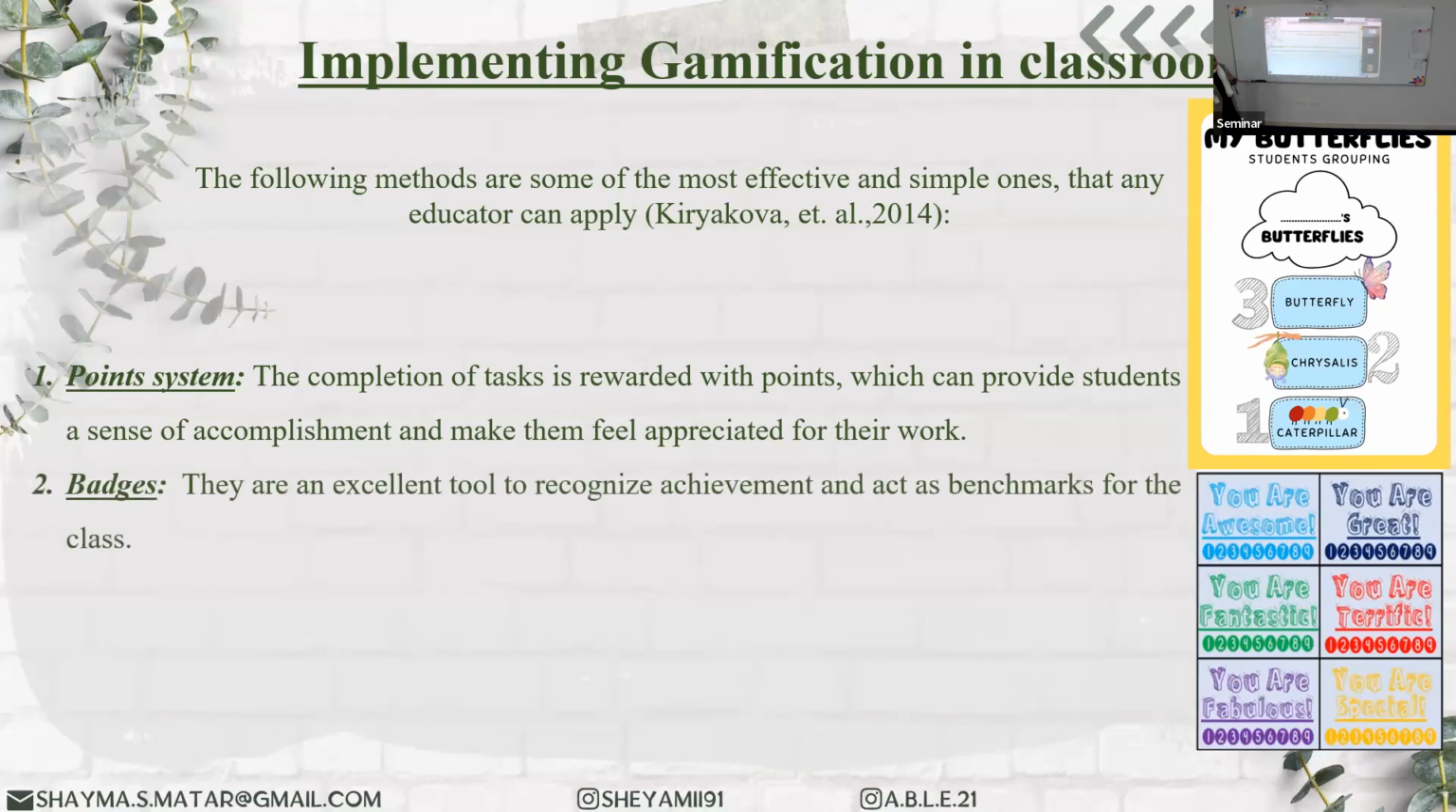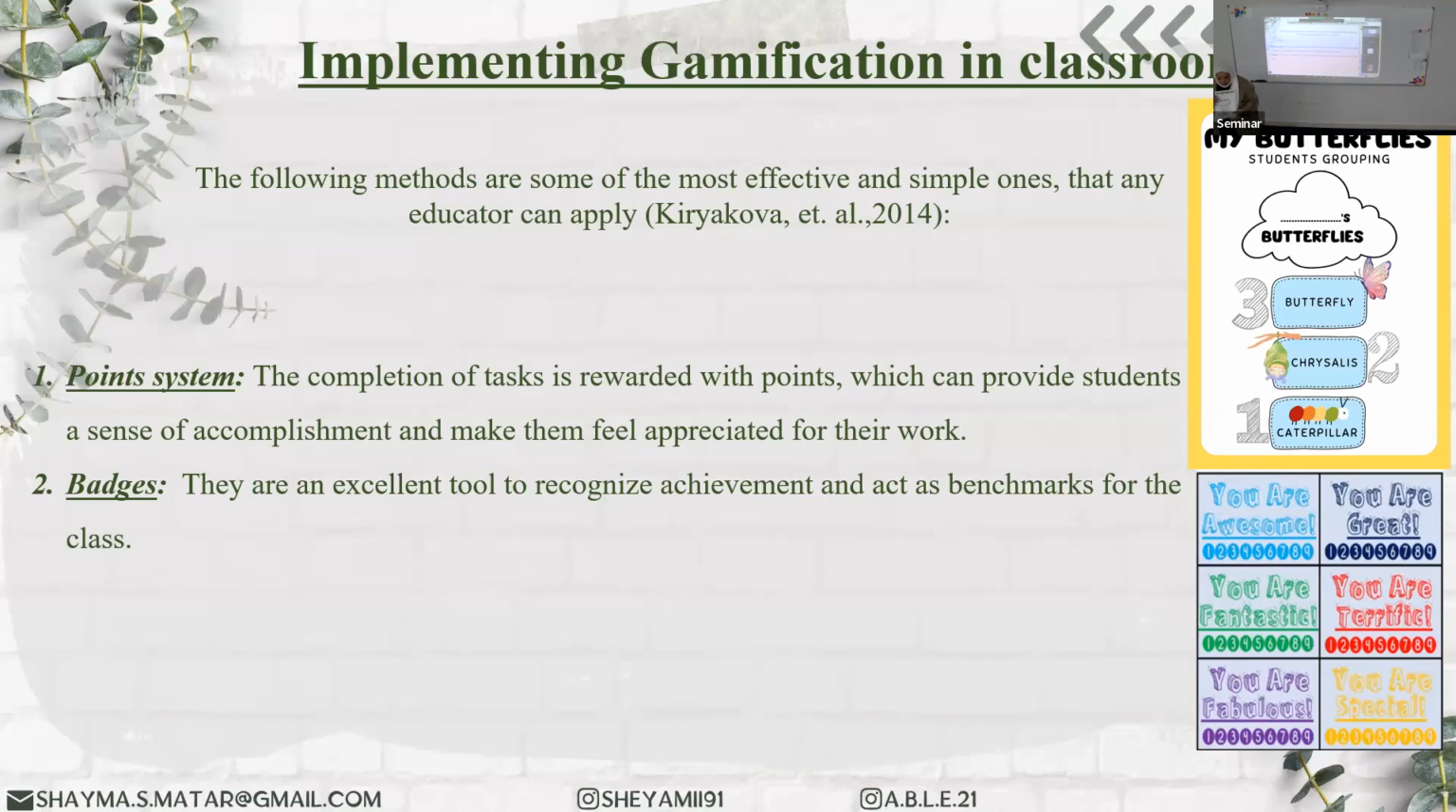Which leads us to the next step, the badges. What about the badges? Badges are an excellent tool to recognize achievement and act as a benchmark for your students. For example, take a look at this paper I have here. I have it on the PowerPoint as well, so people online, you can check it out. This is basically the paper I start with at the beginning of the school year.